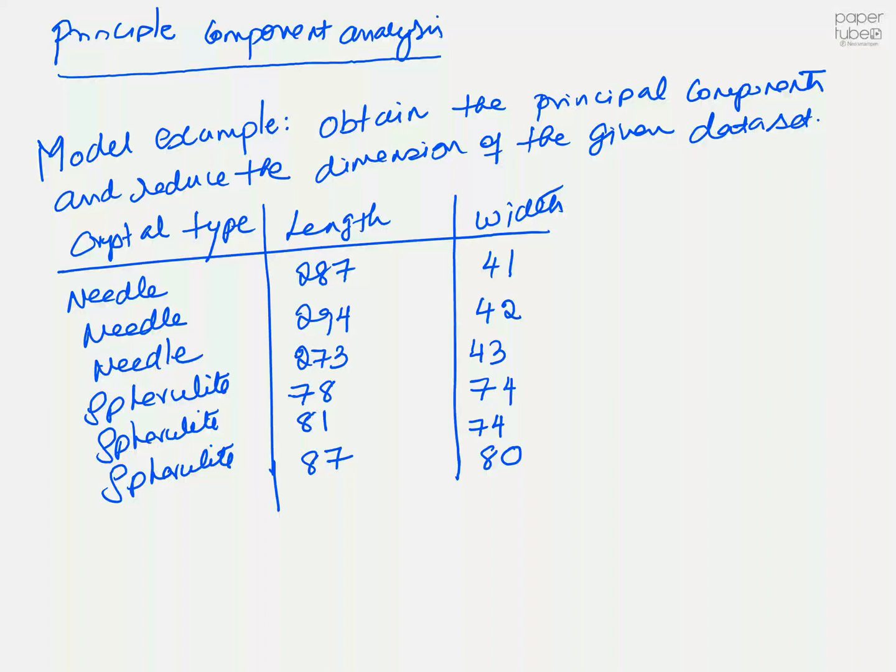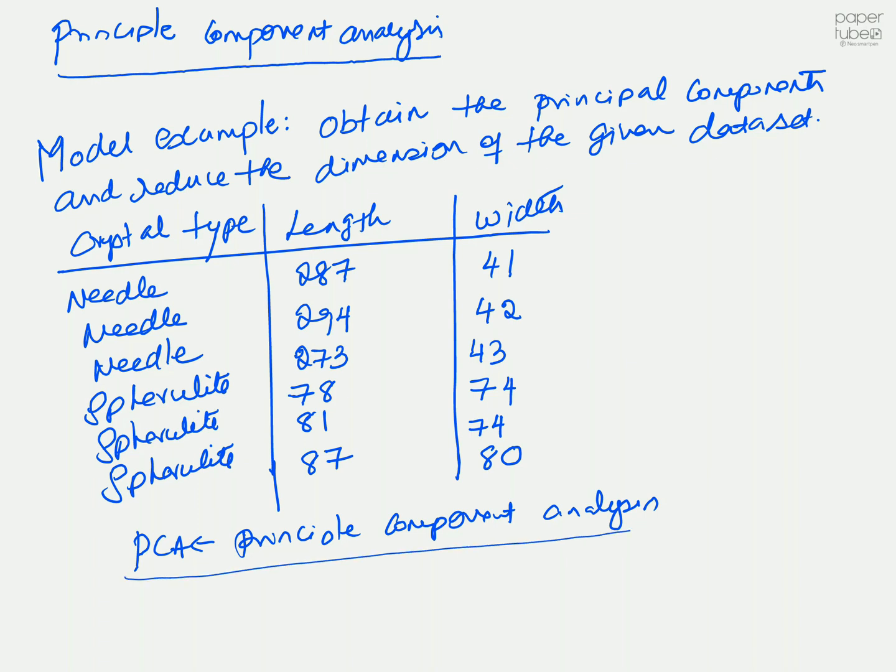In this video, I will show you how to reduce the dimensions of the given data set using the PCA algorithm. PCA means principal component analysis. It's an algorithm that we commonly use to reduce the dimensions of the data.